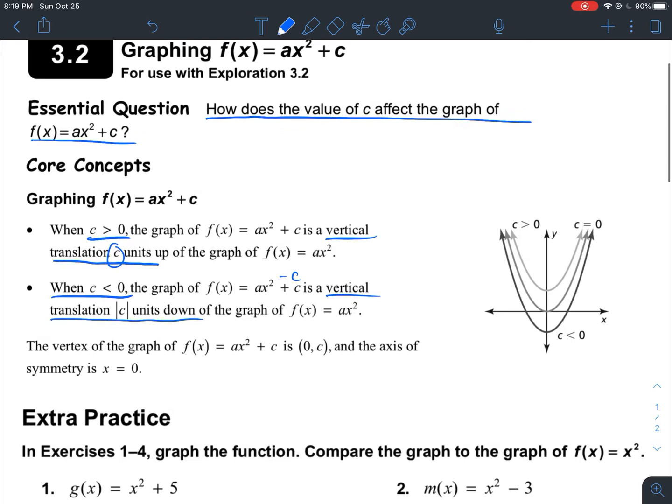Whenever you only have ax squared and c, like this right here, the vertex of the graph is going to be 0, comma c. So x is going to be 0, and then c is where we are on the y-axis. So this is going to be our vertex. And the axis of symmetry is always y is equal to 0 whenever we're in this type of form, ax squared plus c.